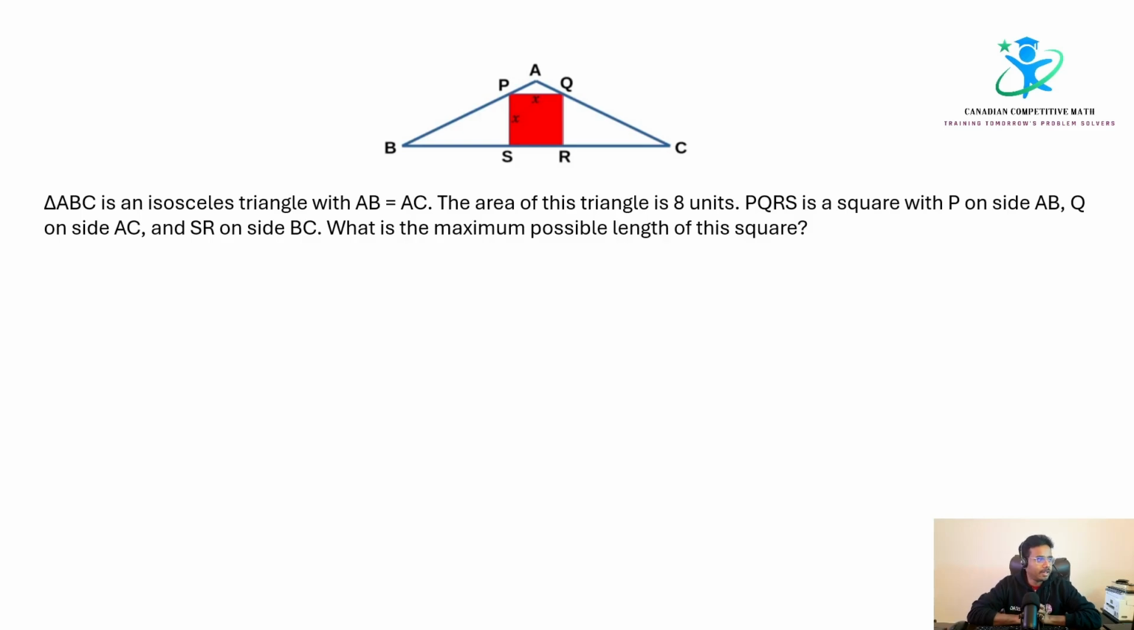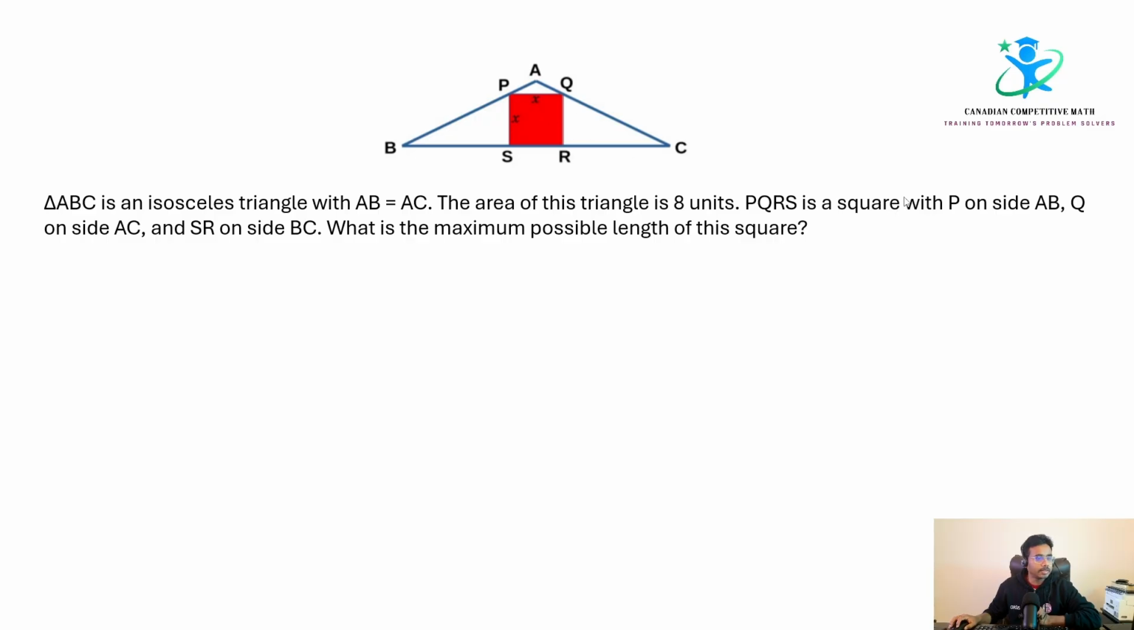Hello all. Again, today I came back with one more challenging puzzle targeted to grade 8 to grade 12 students. And in this we have a triangle which is an isosceles triangle. So for that isosceles triangle, its two sides AB and AC are of the same length. The area of this triangle is 8 units.